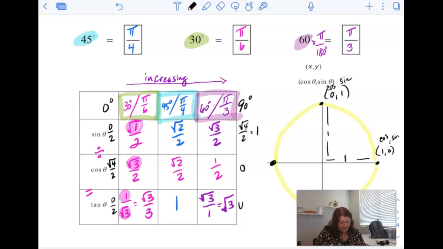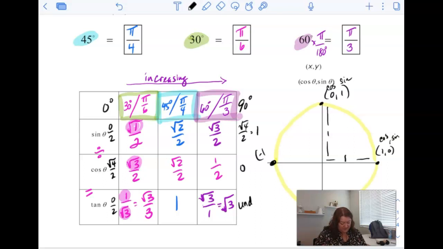And this one would be undefined, right? Because I can't put 1 over 0. You can't take one slice of a nothing pizza. So on these vertical and horizontal spots, you can either just use that x's are considered the cosines and y's are considered the sines, or you can add them to the table if you want on the outside edges and just follow along like that.